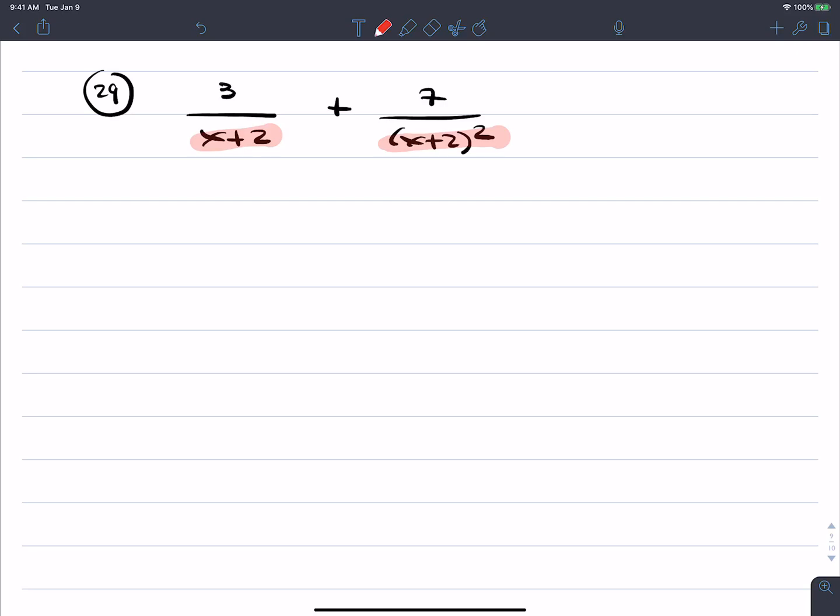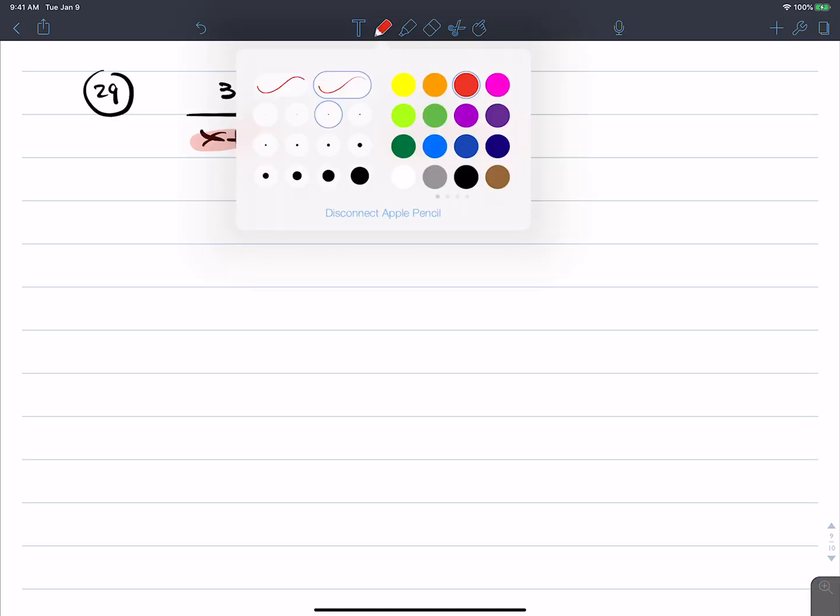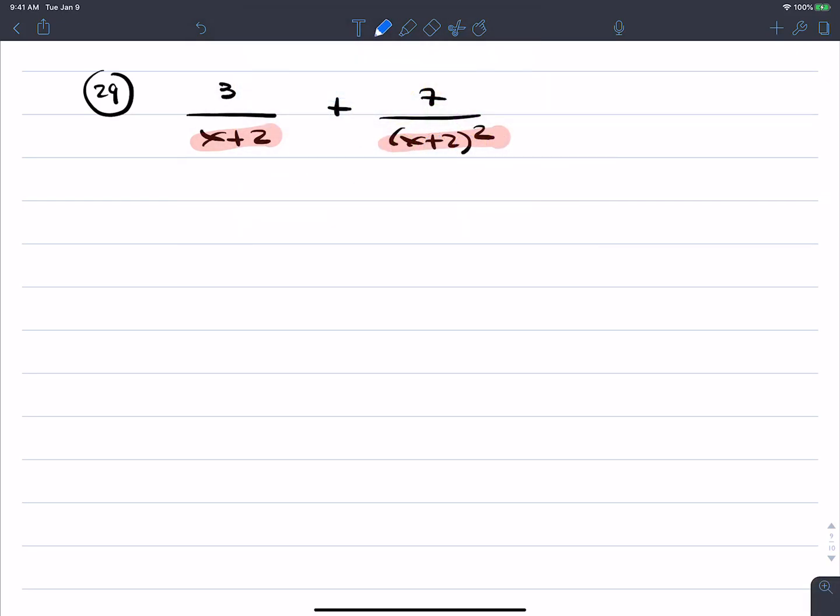Now, we can recall here from the past that we can let x plus 2 be w, and x plus 2 squared then is w squared. So we need the LCM of w and w squared. Remember, the LCM is going to be the variable to the largest power, so that's actually w squared. But in this case, w is x plus 2, so that'll be x plus 2 squared. So here's our LCM. This is what we're going to use.